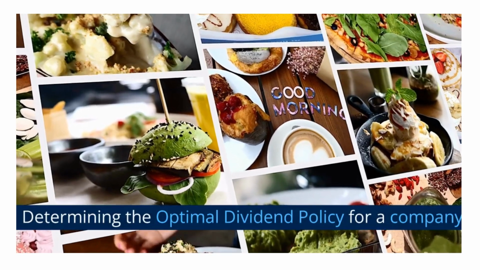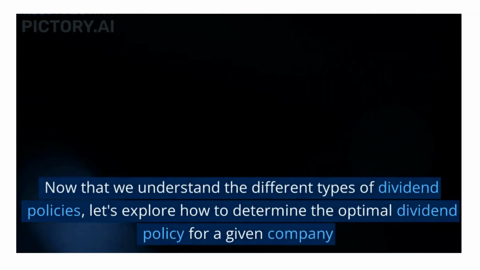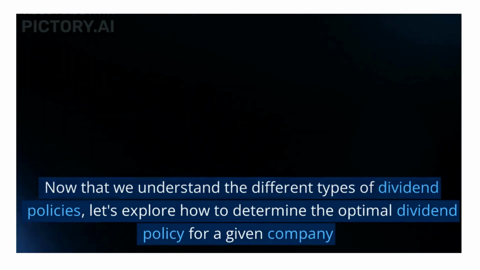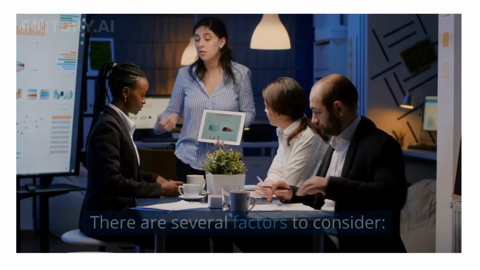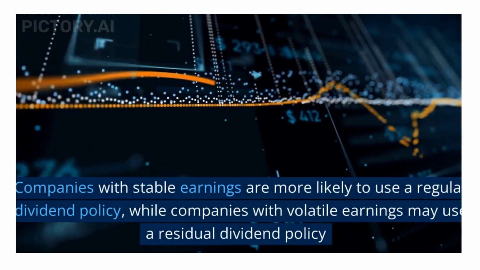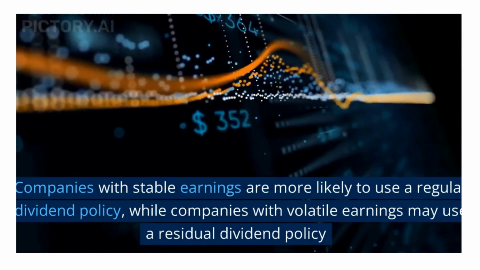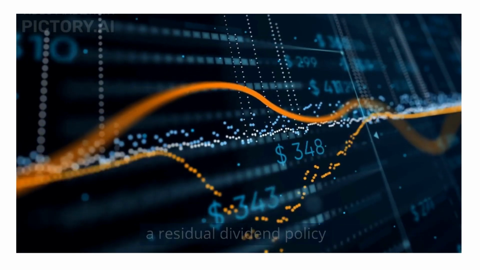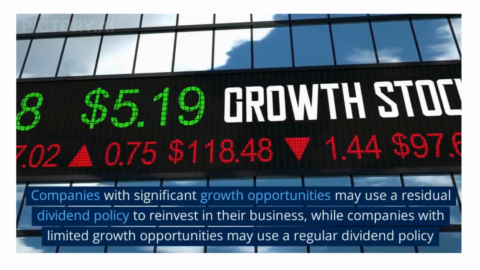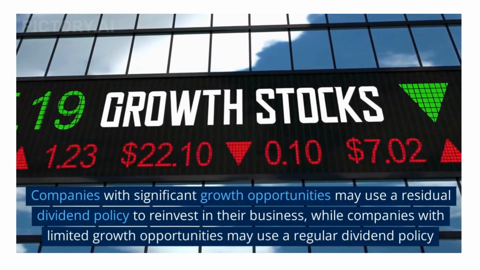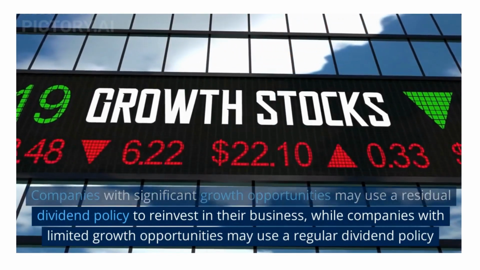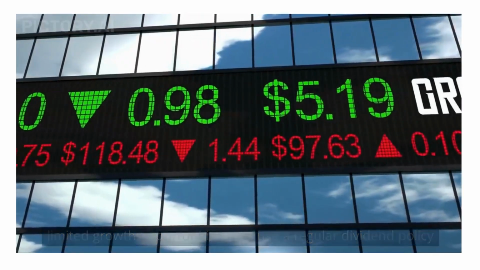Determining the optimal dividend policy for a company. Now that we understand the different types of dividend policies, let's explore how to determine the optimal dividend policy for a given company. There are several factors to consider. Companies with stable earnings are more likely to use a regular dividend policy, while companies with volatile earnings may use a residual dividend policy. Companies with significant growth opportunities may use a residual dividend policy to reinvest in their business, while companies with limited growth opportunities may use a regular dividend policy.